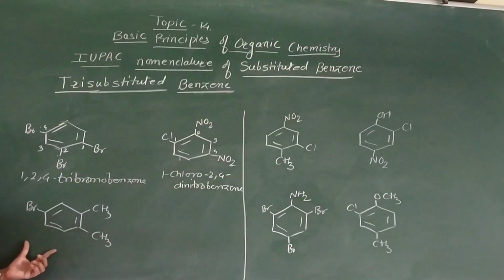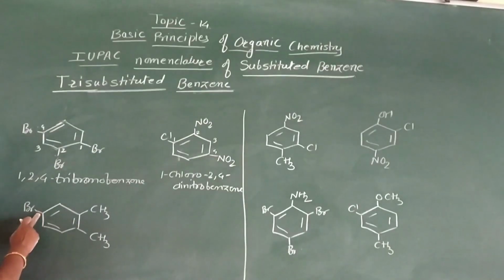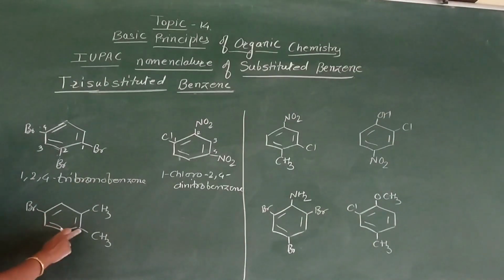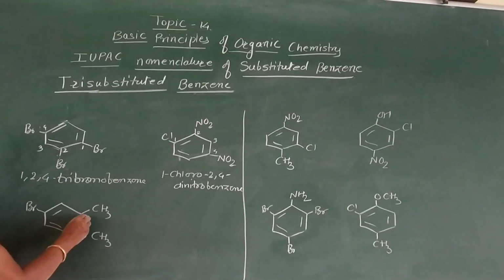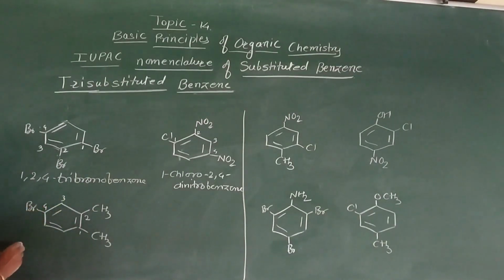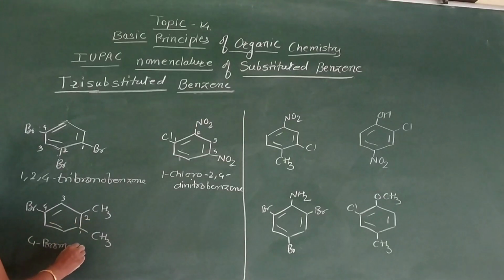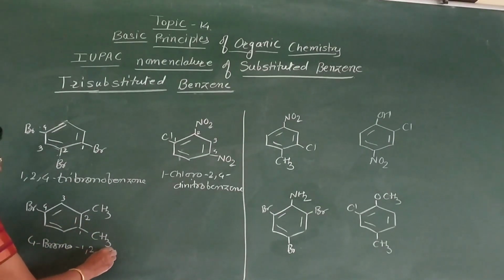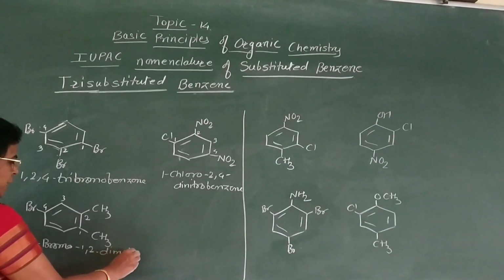Now next, the third one. Here there is bromine. This is 1 position, 2, 3, 4. At 4 position there is bromo, so 4-bromo-1,2-dimethylbenzene.